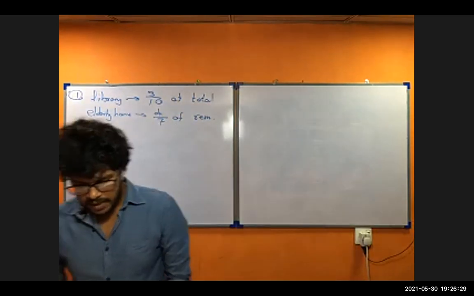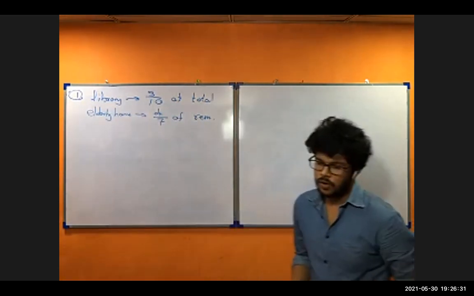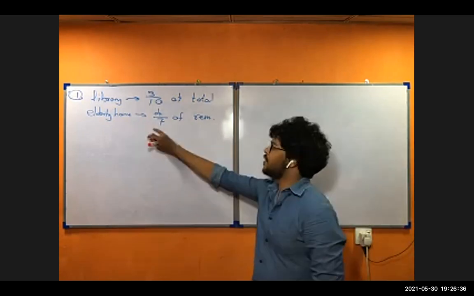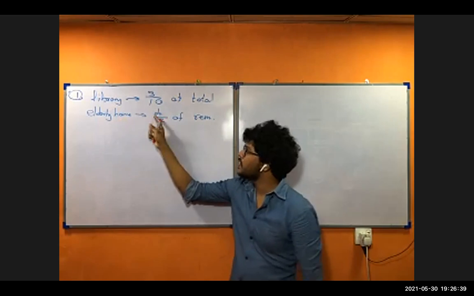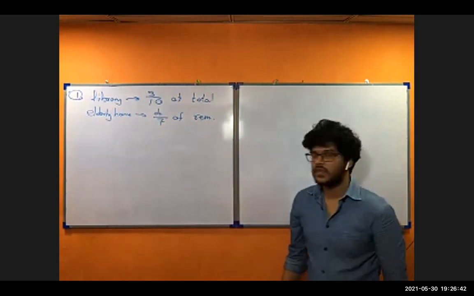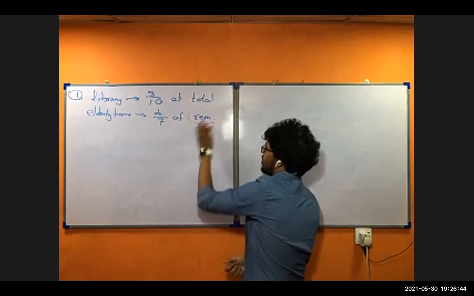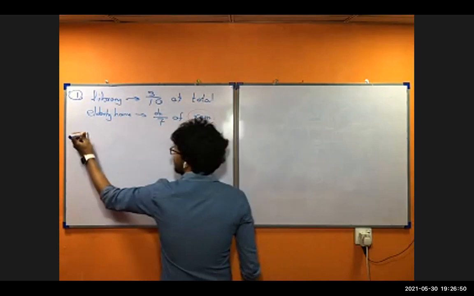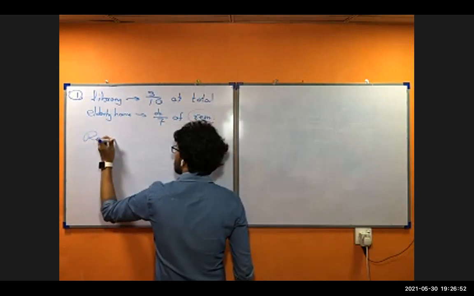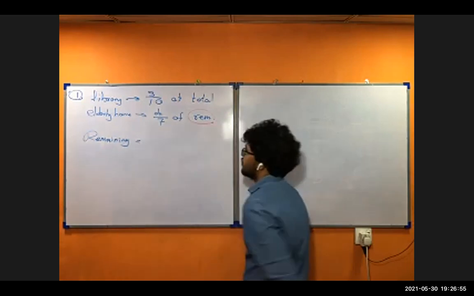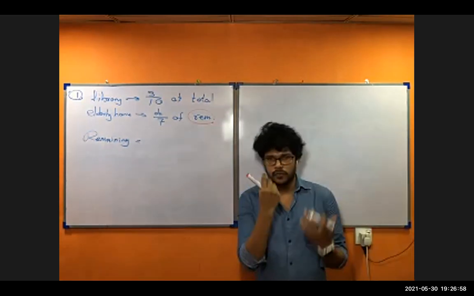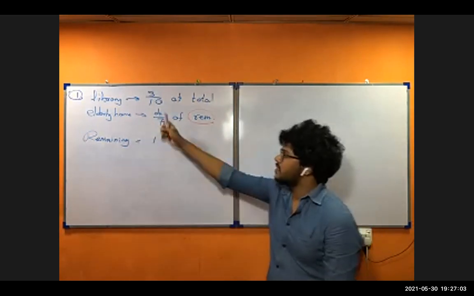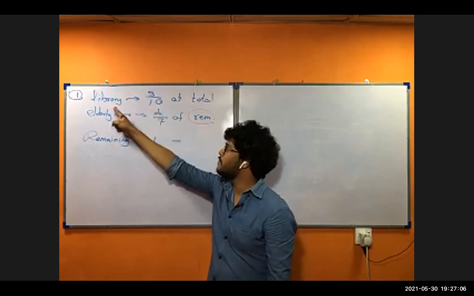What fraction of the total money was donated to the elderly home? So first, we know for the elderly home, they gave 4/7 of the remaining. So first of all, we need to find what this remaining is. So let's first find what the remaining is. The remaining is equal to the total. The total means always 1. So the total is 1 minus how much she gave.